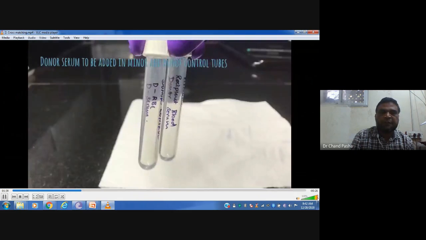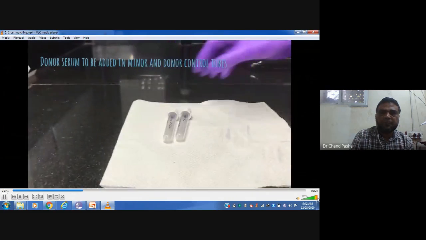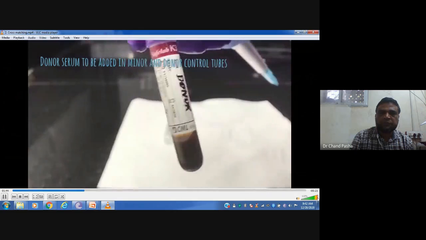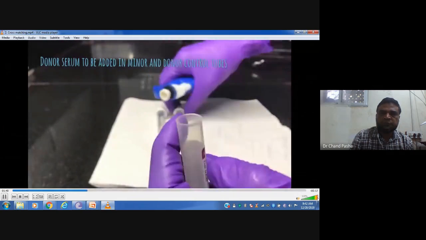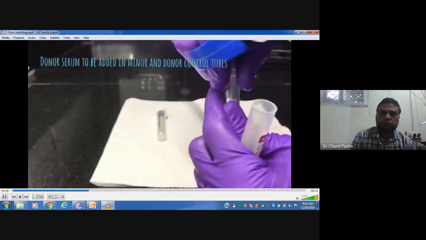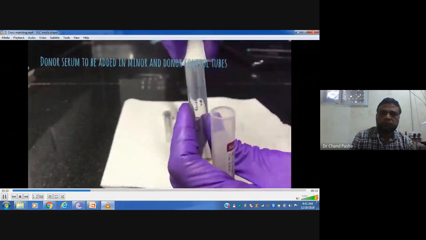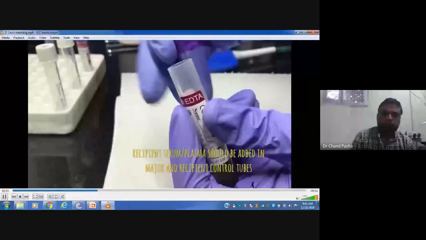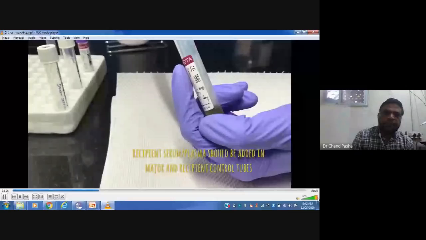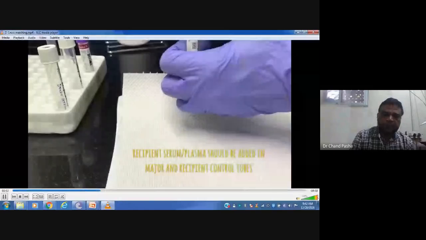First, we'll be separating the plasma of donor and recipient. Start separating the serum from the donor sample and transfer it to the tubes that are named as minor and donor control respectively, because both minor and donor control require donor serum or plasma. Then the recipient control tubes. After filling serum in all the test tubes, leave them aside. The serums are separated.